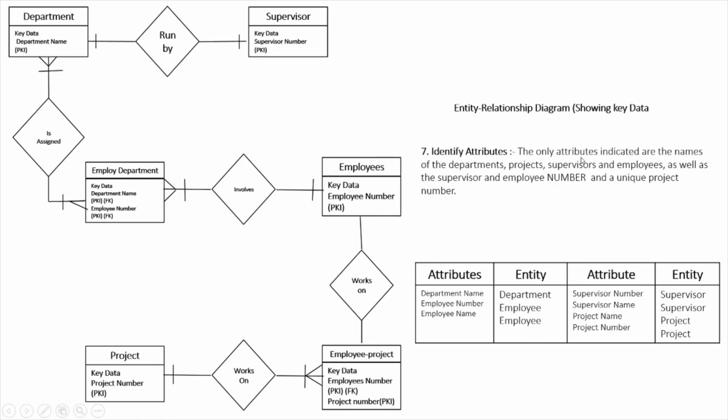Identify attributes. The only attributes indicated are the names of the departments, project, supervisor and employees, as well as the supervisor and employee number and a unique project number. Attributes: department name, employee number, employee name, and entity department. Attribute: supervisor number, entity supervisor, as you can see in this figure.